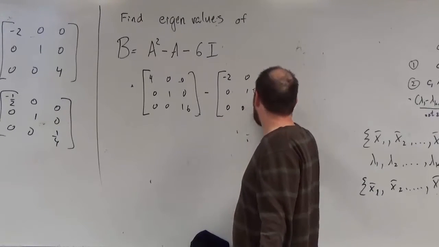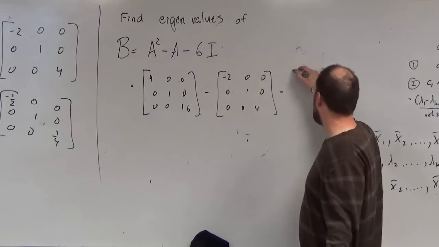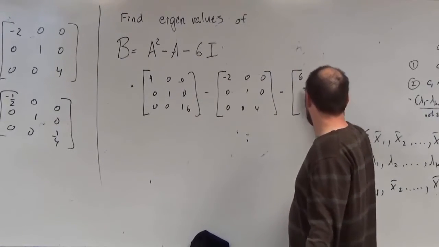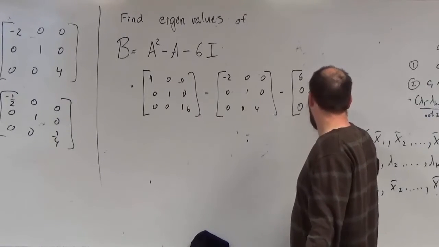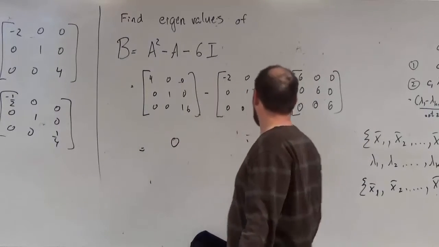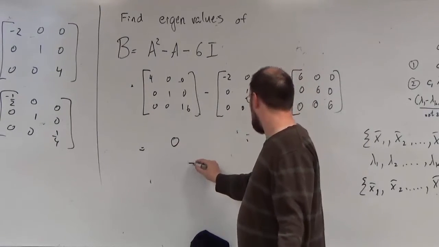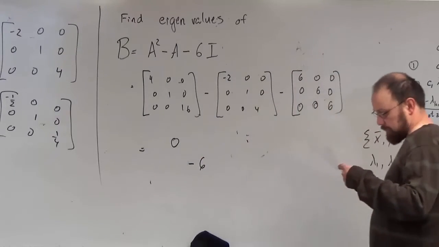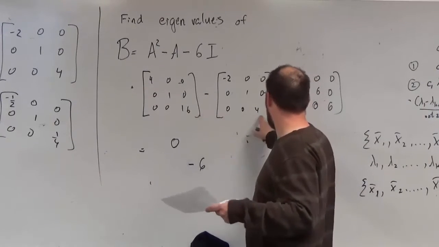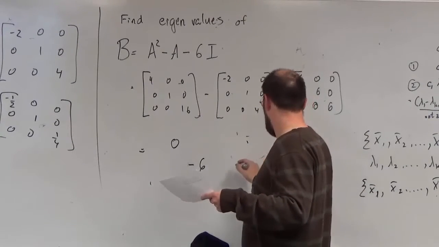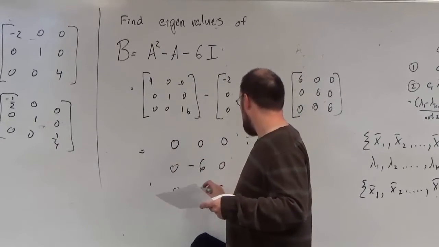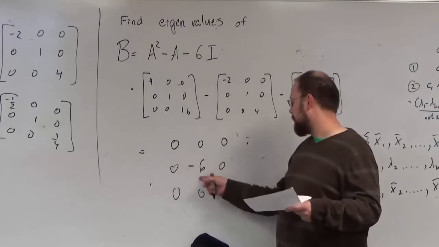So this is something you can always do in your homework, right? You choose a specific diagonal matrix to see what the eigenvalues have to be. And we get 6, 0, 1 minus 1 minus 6. And then we get 4, 16 minus 4 is 12, minus 6, 6. All right. So you see that B would be a diagonal matrix with the eigenvalues 0, negative 6, and 6.